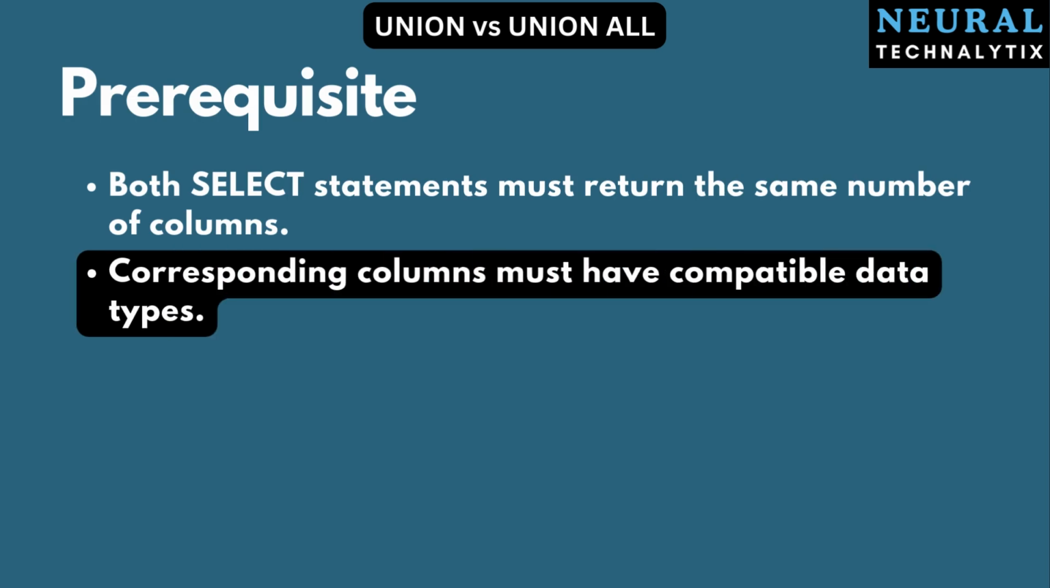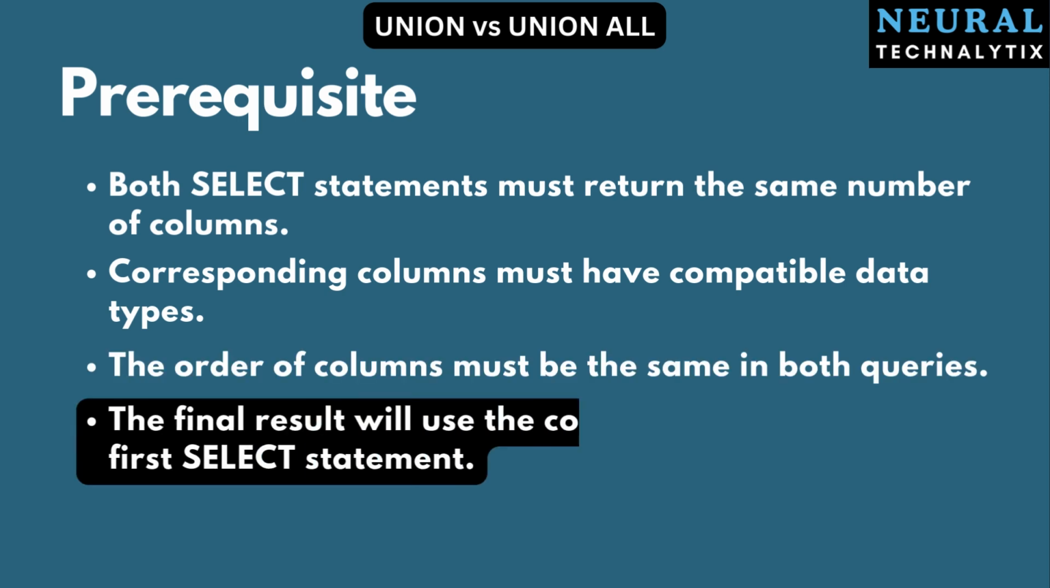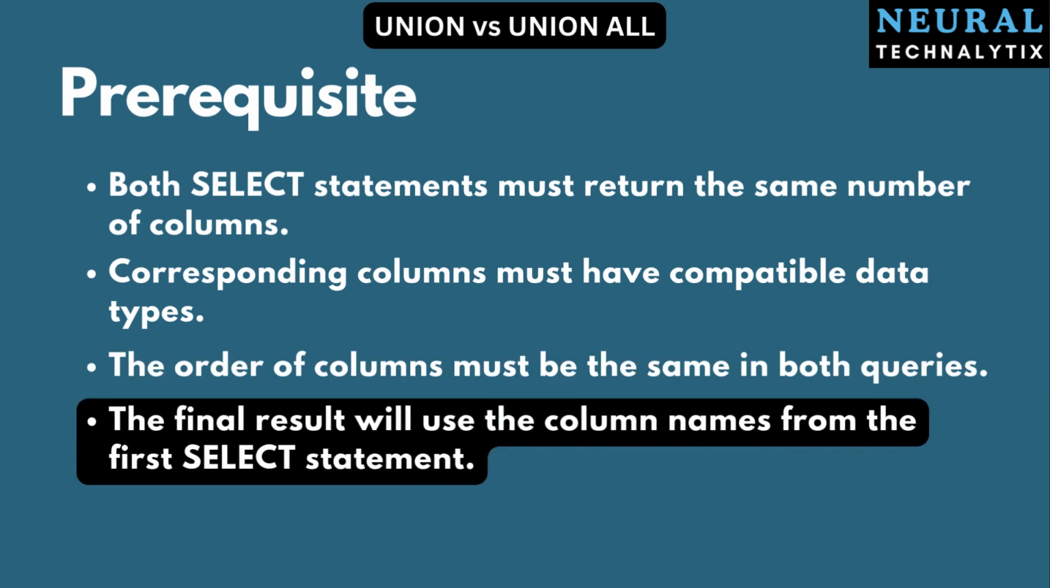Second, corresponding columns must have compatible data types. That means you cannot union an integer with a date. It has to be the same data type. And the order of the columns must be the same in both queries. If in the first query position 1 is a name, in the second query it has to be the same. The final result will use the column names from the first select statement. So whatever output you see after running union or union all, the final result set will always use the column names from the first select statement.